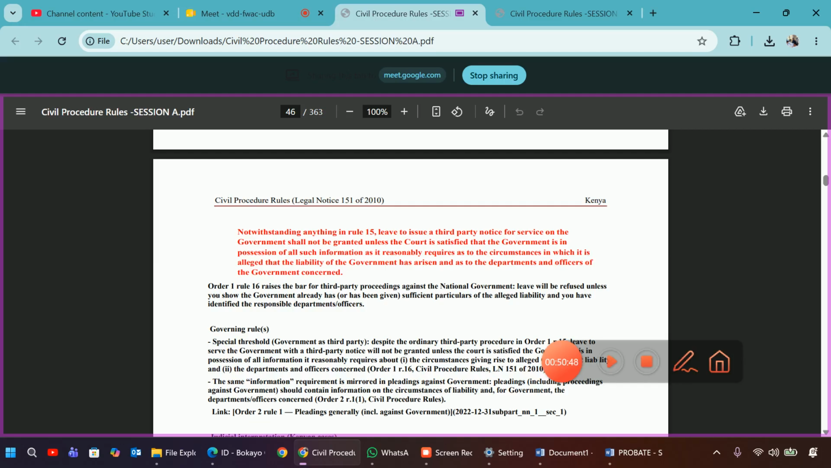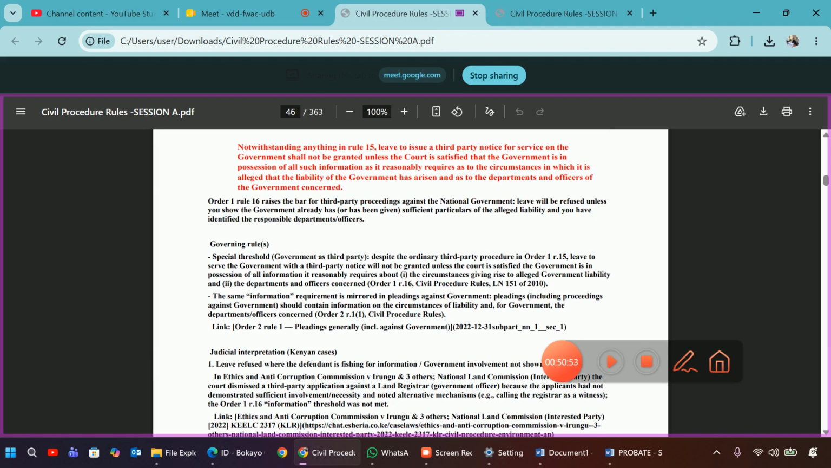So, in essence, we have another threshold that we need to prove when we are serving the third party notice upon the national government. Order 1, Rule 16 raises the bar for third party proceedings against the national government, where leave will be refused unless you show the government already has or has been given sufficient particulars of the alleged liability and you have identified the responsible departments or officers.